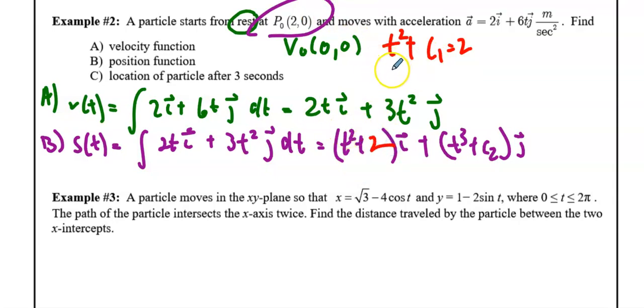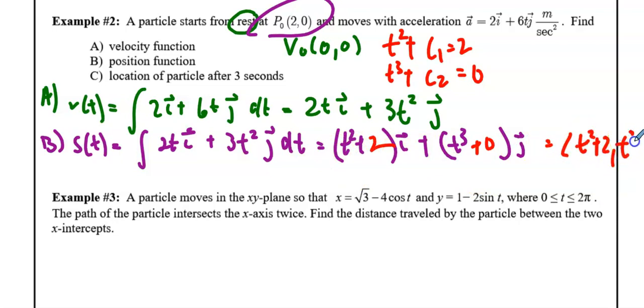And then if I do t cubed plus c2, and that's going to also equal 0, well, that's just going to give us 0. So I'm going to go ahead and make this plus 0, which obviously is what it's got to be here. So our position function is actually going to be t squared plus 2, comma, t cubed.